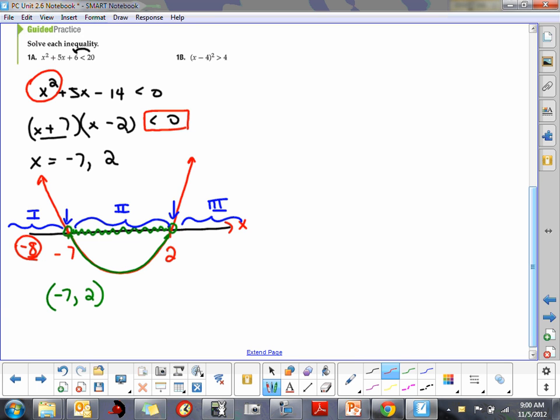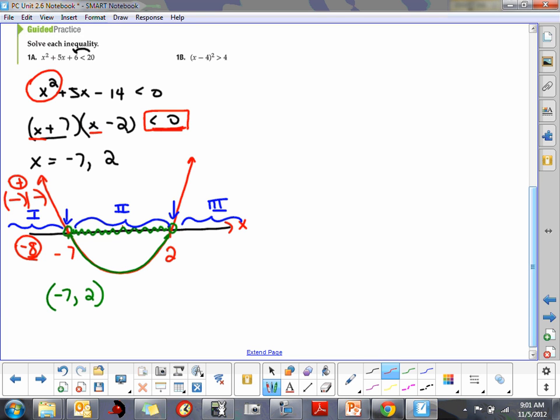So if I put in a negative 8, this factor here will be negative. If I put a negative 8 there, that factor will be negative. And negative times negative is a positive. So we have positive results. When we are looking for less than or equal to 0, we're looking for negative results. So if this is positive, our answers are not in interval 1.